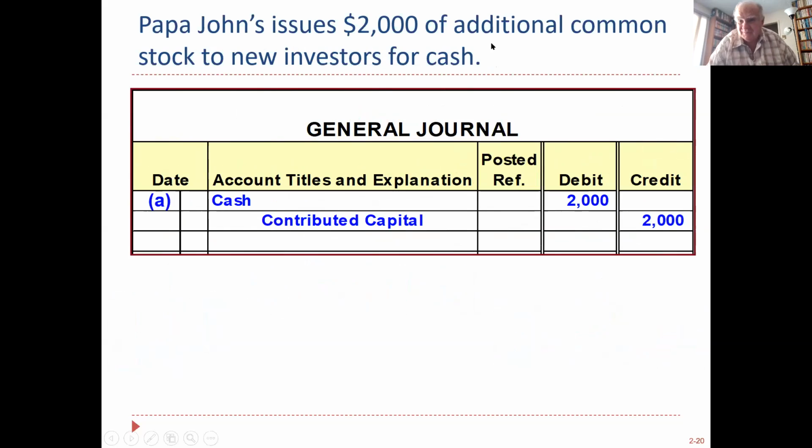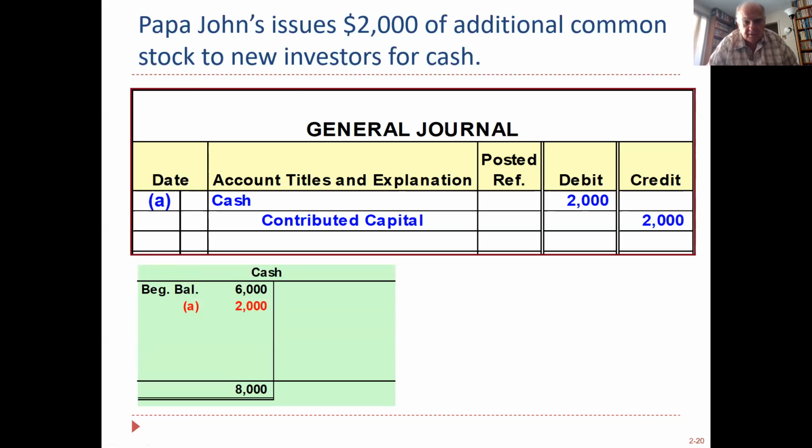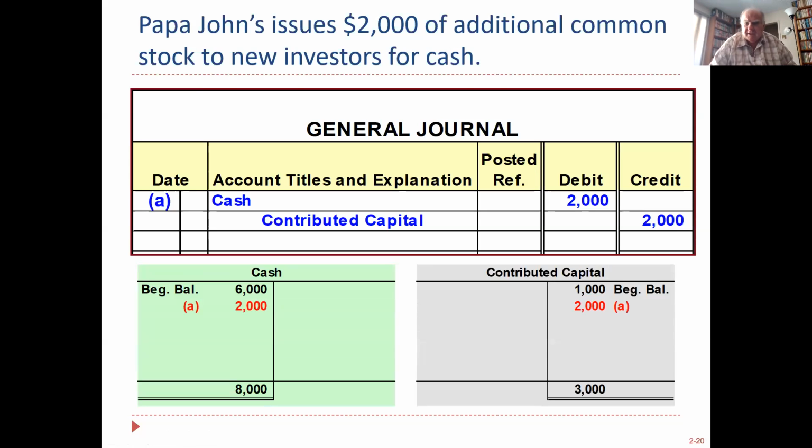Here, at least, they're telling us what the transaction is for the first time. Papa John's issues $2,000 of common stock. That's really $2 million. What they did was they sold stock to the public, and it brought in $2 million, okay? So look at your T accounts. Look at what they look like.